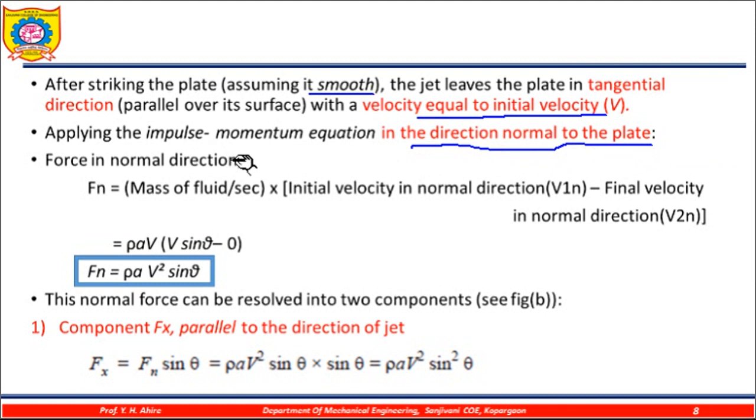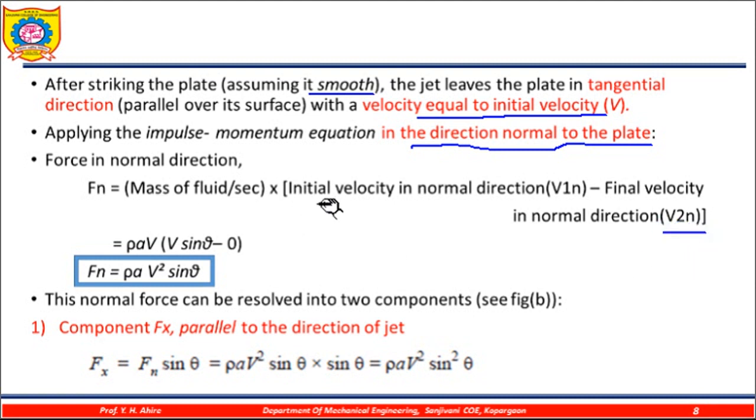Please note this. So if you write the IM equation, the force in the normal direction, F subscript small n, is equal to, we know the formula, mass of fluid per second into the initial velocity of the jet in the normal direction, that is V1n, minus the final velocity of the jet in the normal direction. Let us write this variable as V2n.